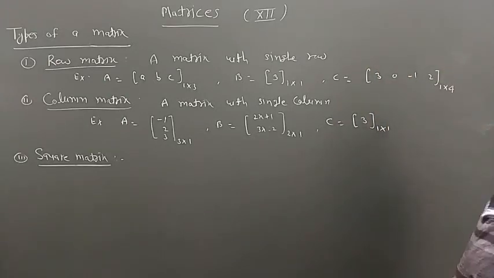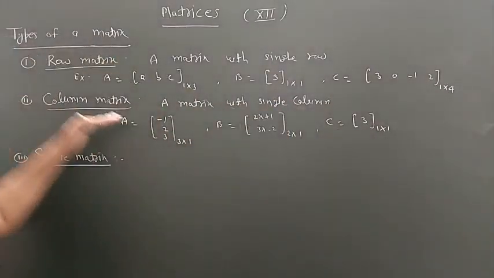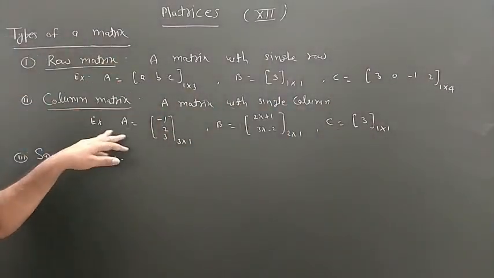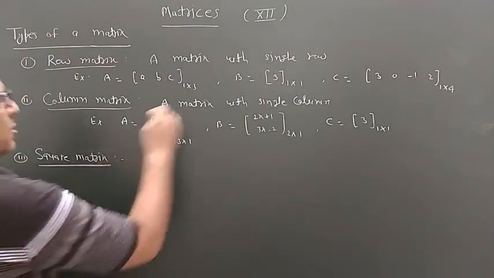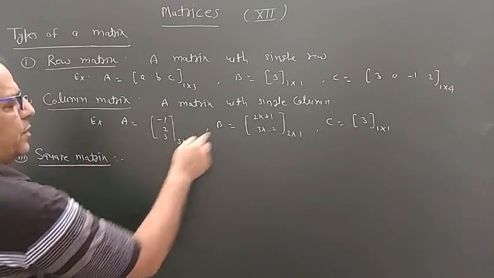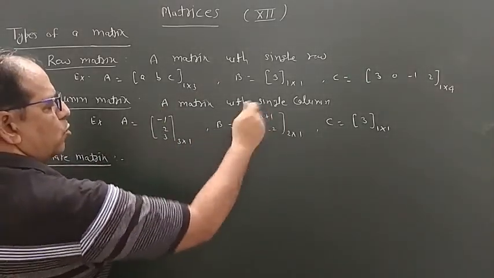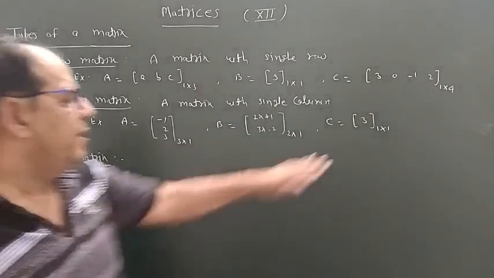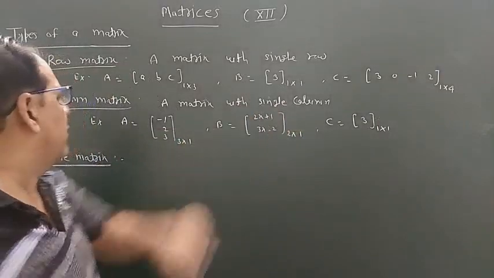Second type of matrix, column matrix. A matrix with a single column is called a column matrix. For example, A equal to minus 1, 2, 3. So there are 3 rows but only a single column. B equal to 2x plus 1, 3x plus 2. There are 2 rows but only a single column. In this example, 1 row and 1 column. So these are examples of column matrix.